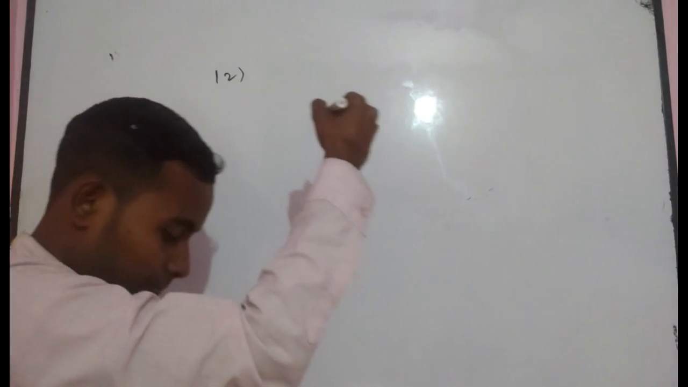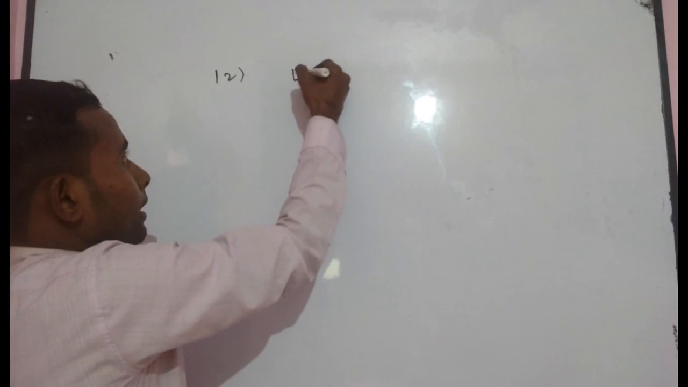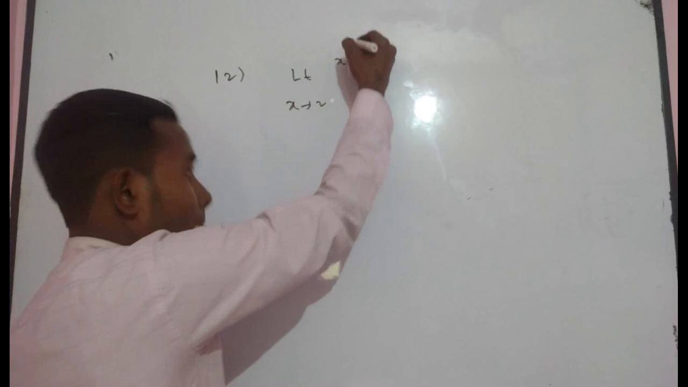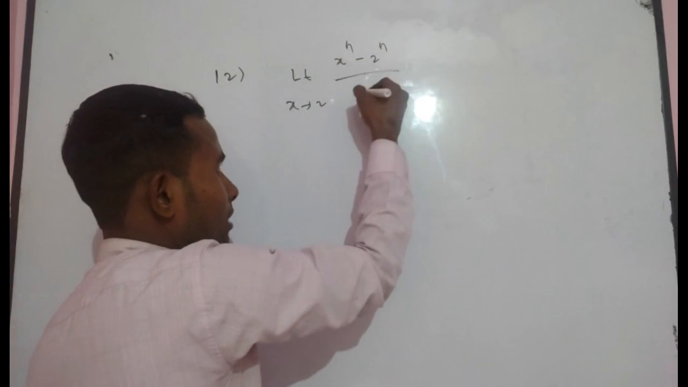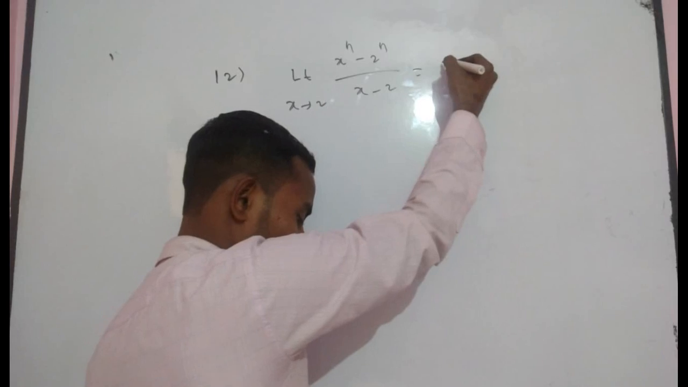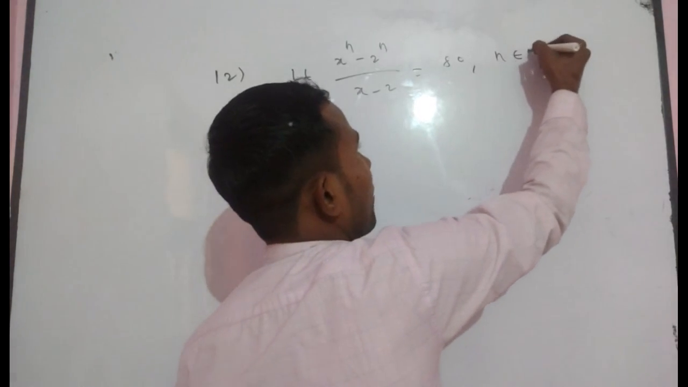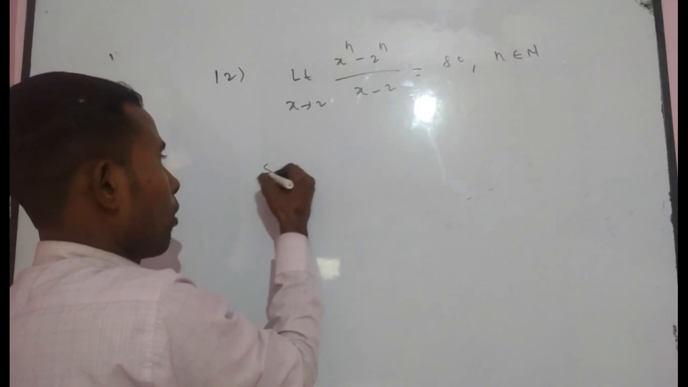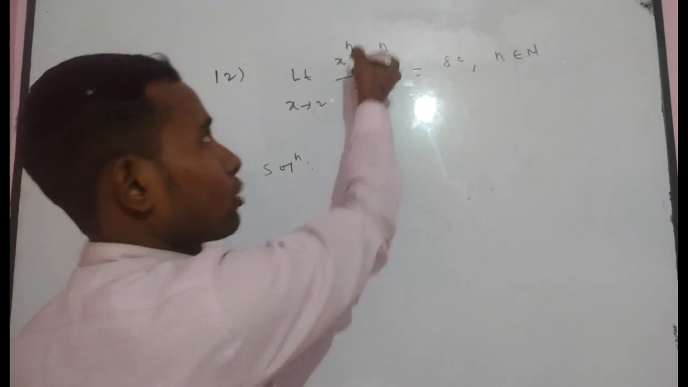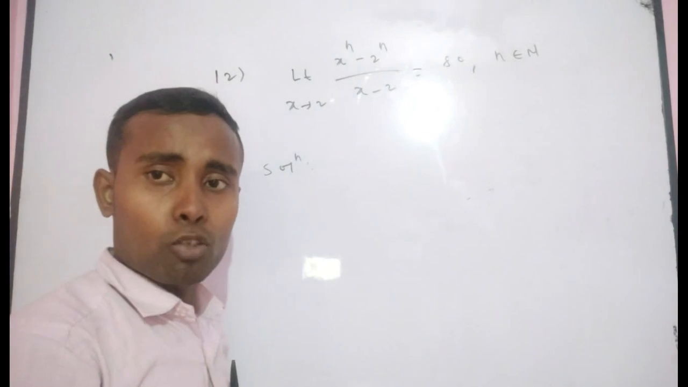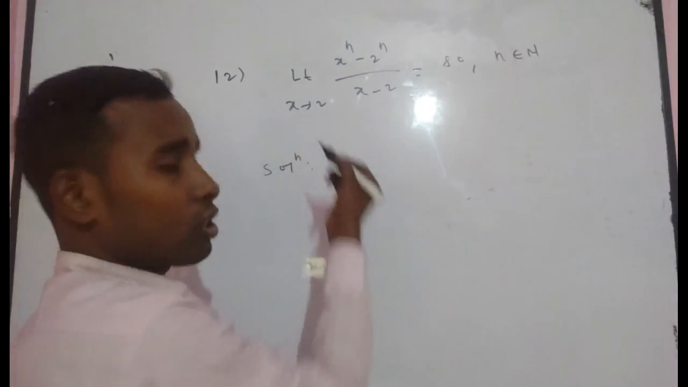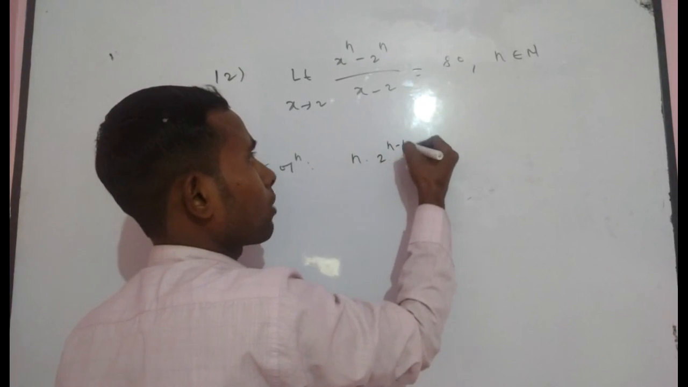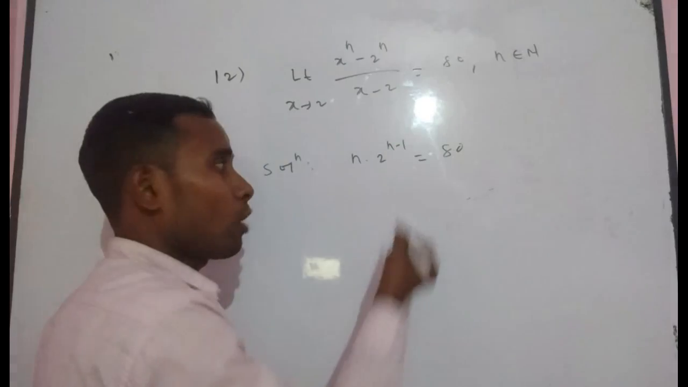Example 12. If limit x tends to 2, x to the power n minus 2 to the power n divided by x minus 2 is equal to 80, where n belongs to natural numbers, then you have to find the value of small n. How can you solve? It is very easy. As you know, it is the formula of x to the power n minus a to the power n divided by x minus a. Can you write it from the LHS: n into 2 to the power n minus 1 is equal to 80. Now you have to solve it.